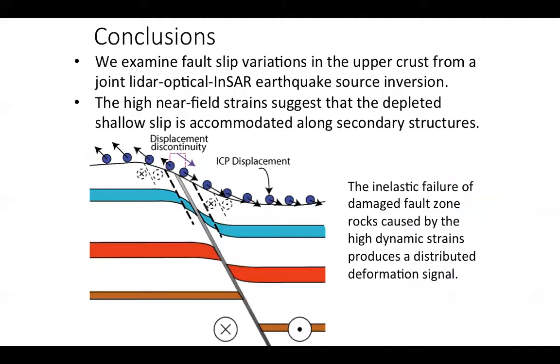So in conclusion, here I've looked at variations in fault slip from a joint Lidar optical INSAR earthquake source inversion. And the high near fault strain suggests that the deplete slip is accommodated along secondary structures. Finally, the inelastic failure of the damaged fault zone rocks caused by the high strains produces a distributed inelastic deformation signal.